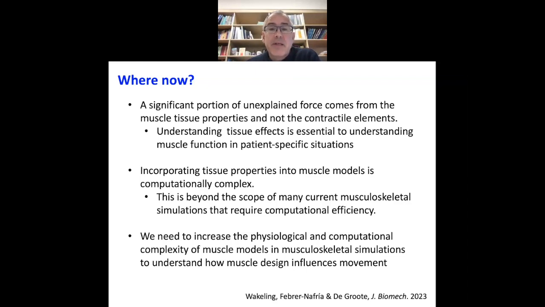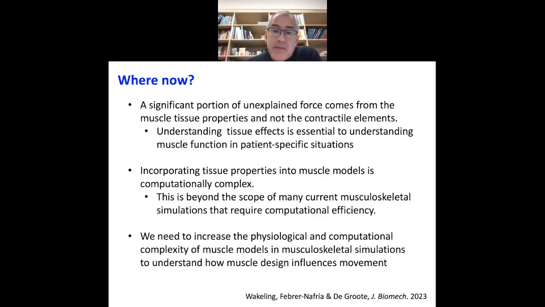Incorporating tissue properties into muscle models is computationally complex. It's beyond the scope of many current musculoskeletal simulations that do require computational efficiency to work properly. But maybe we just need to be more pragmatic, and we need to triage the most important tissue properties which are relevant to the question that we want to address, and just try to incorporate those specific tissue properties into the simulations that we're trying to run.